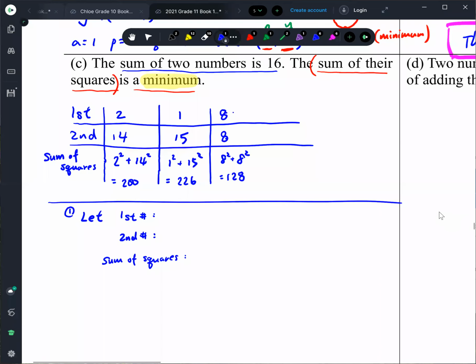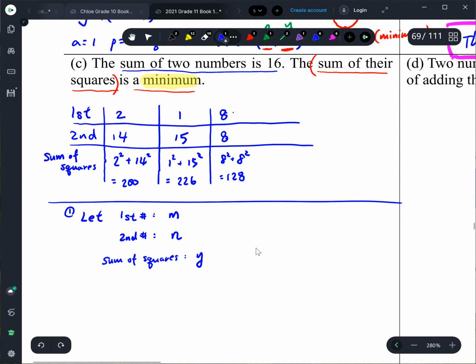Okay, any questions so far? So Aaron, what do we put inside the let statement now? The first one is M, and the second one is N. And the sum of the square is Y. Is it Y? Yeah, very good.